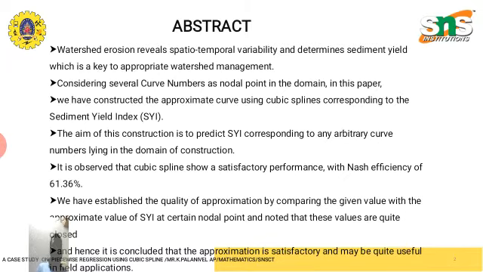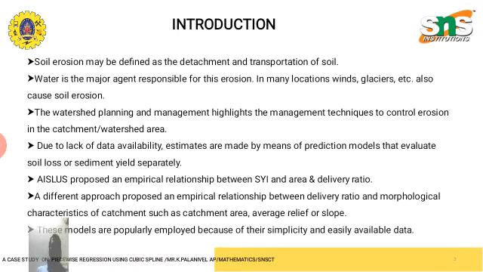It is observed that the cubic spline shows satisfactory performance with efficiency of 61.36%. We have established the quality of approximation by comparing the given value with the approximate value of SYI at certain nodal points and noted that these values are quite close, and hence it is concluded that the approximation is satisfactory and may be quite useful in the field of applications.